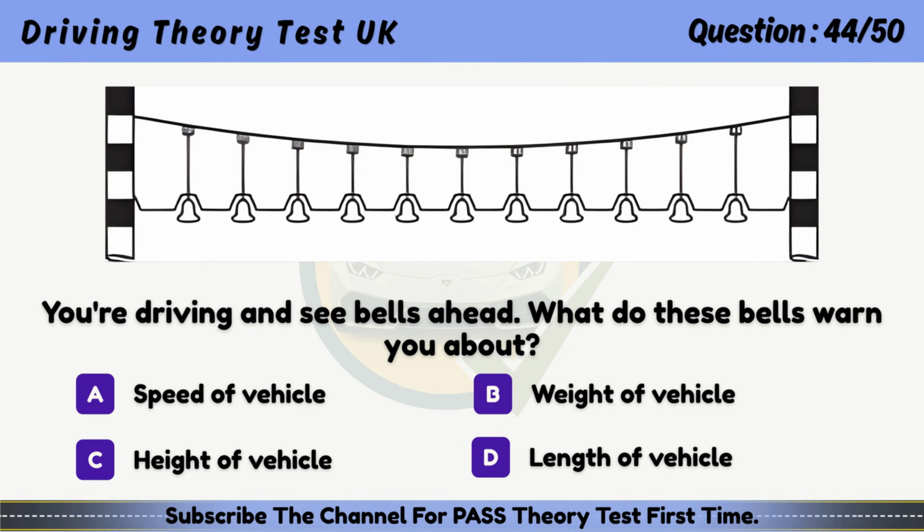Question 44. You're driving and see bells ahead. What do these bells warn you about? Option A. Speed of vehicle. B. Weight of vehicle. C. Height of vehicle. D. Length of vehicle.